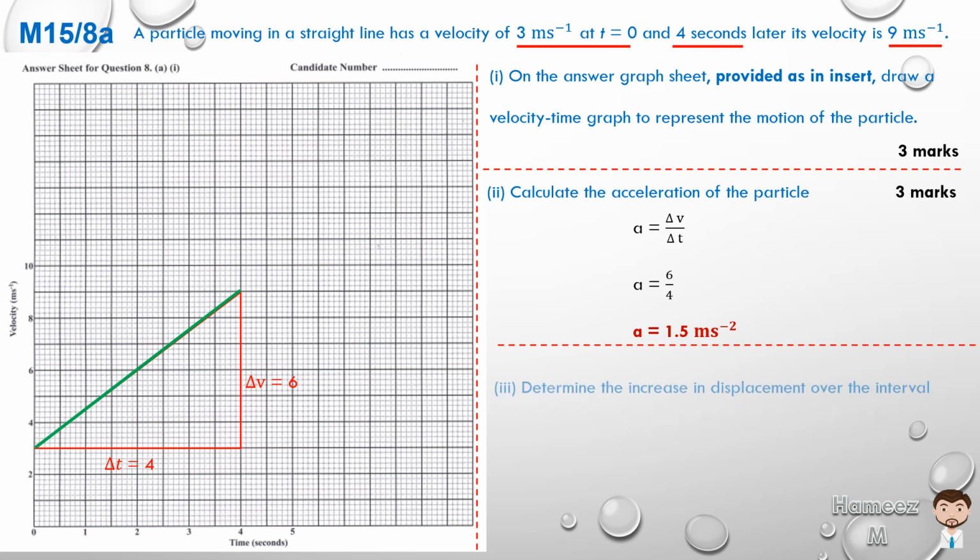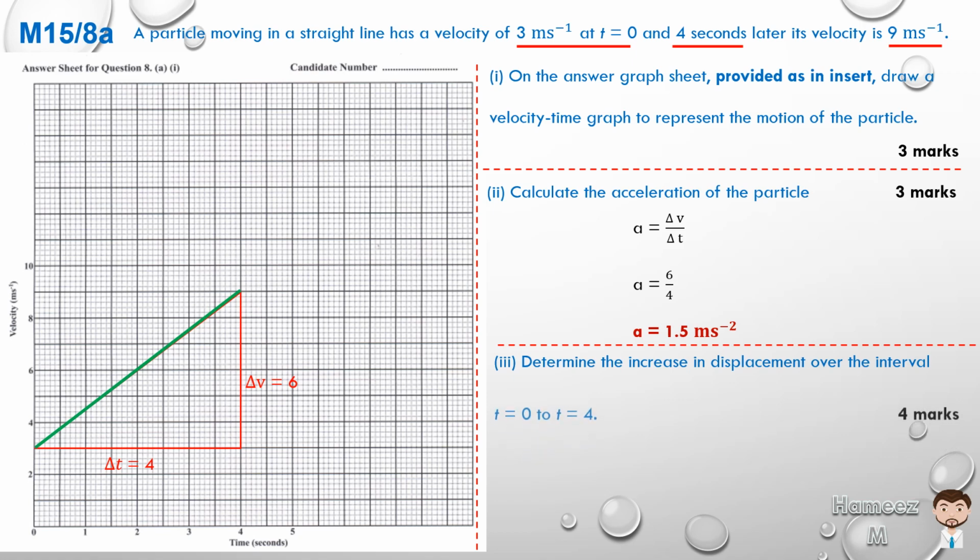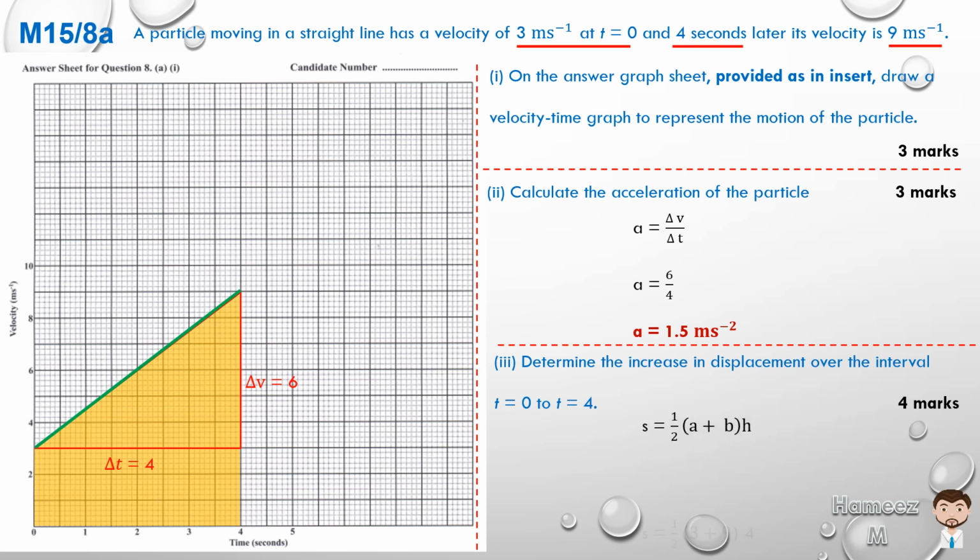Part 3, determine the increase in displacement over the interval t is equal to 0 to t is equal to 4. So we want to find the increase in displacement. So the area under the graph is a trapezium, which we'll bring up in yellow there. So to find the area, S is equal to half (a plus b) by h. So a half by (3 plus 9) by 4. So half of 4 is 2, 2 by (3 plus 9) is 12, 2 12s are 24. So the increase in displacement is 24 meters.